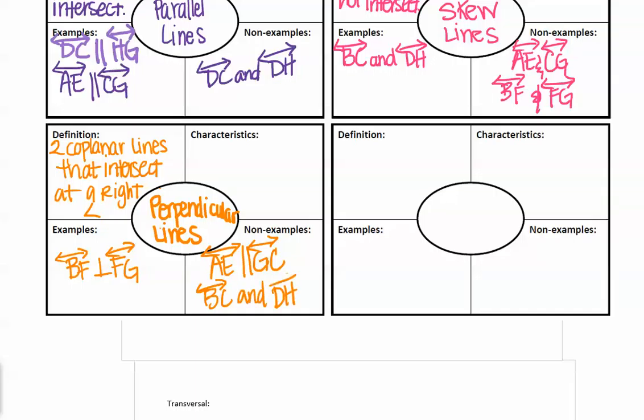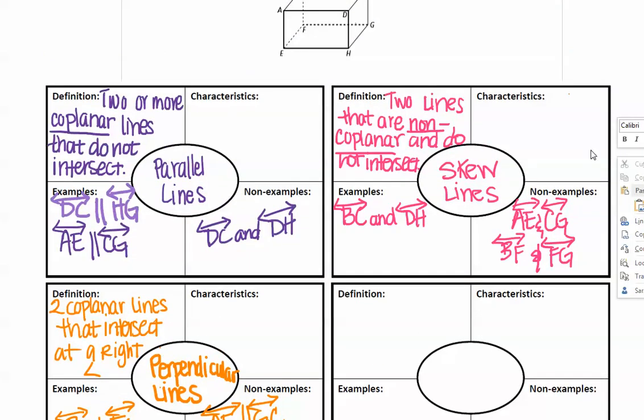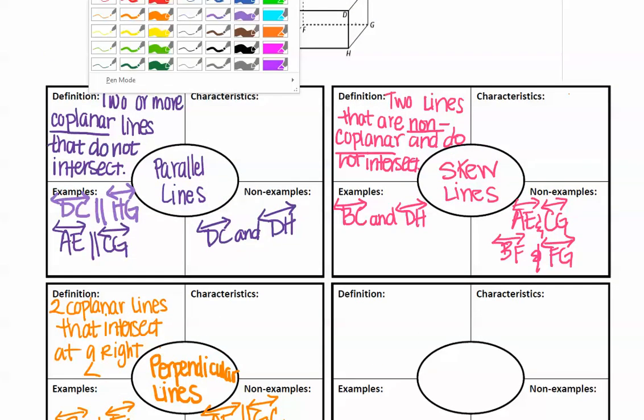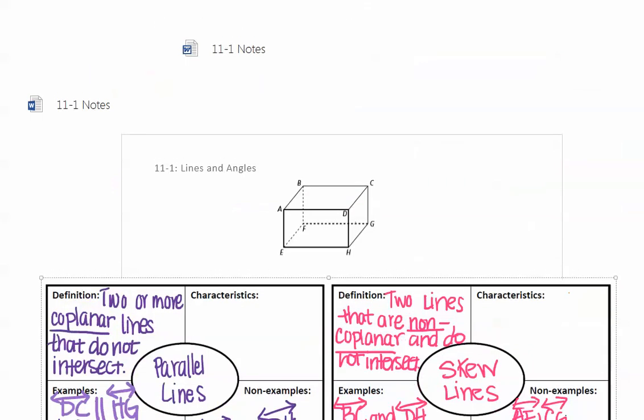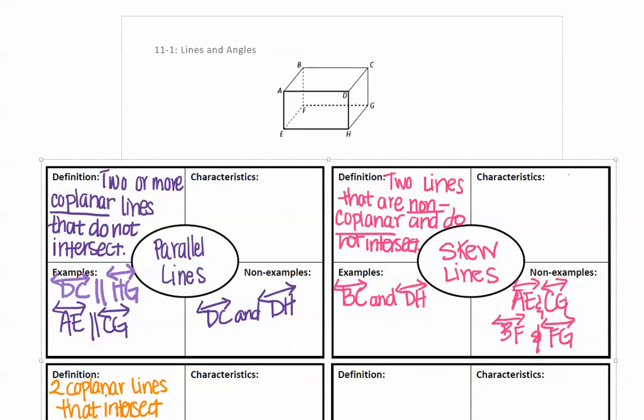All right, our last vocabulary word has to do with planes. So let's do parallel planes. We're talking about entire planes. So we could have this plane, and a plane parallel to it is exactly how you think it sounds. It's a plane that is parallel to it, just like a parallel line. So they are not going to intersect.